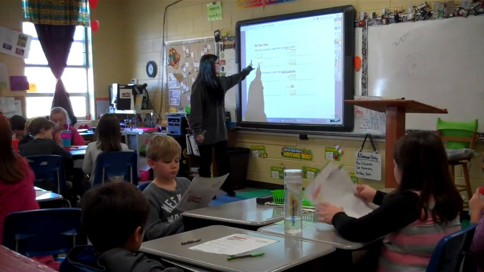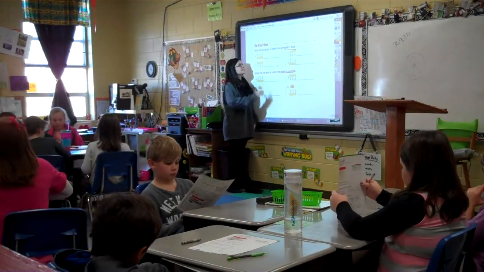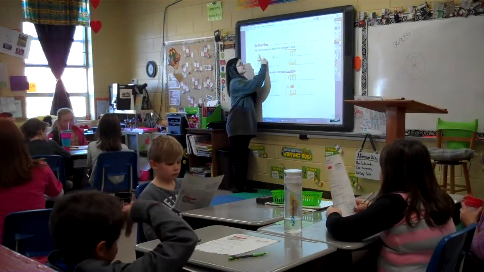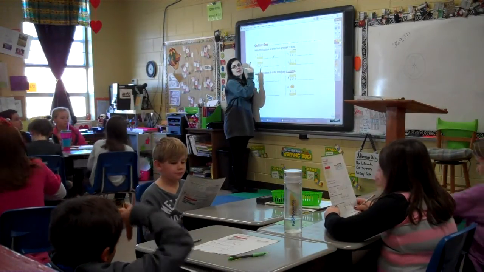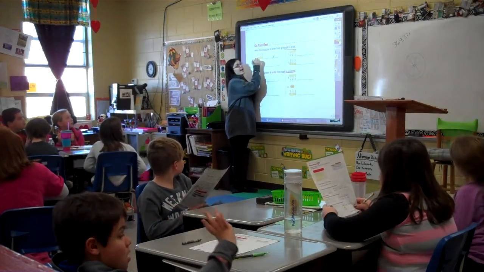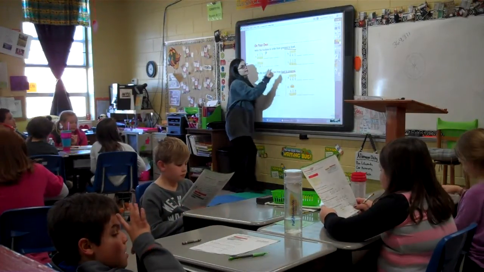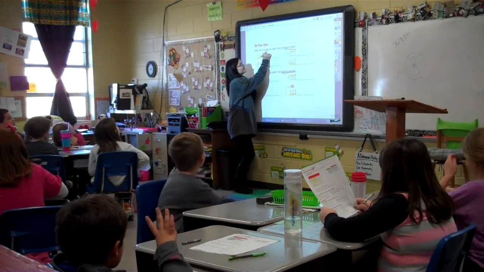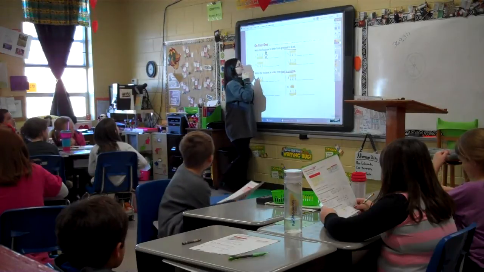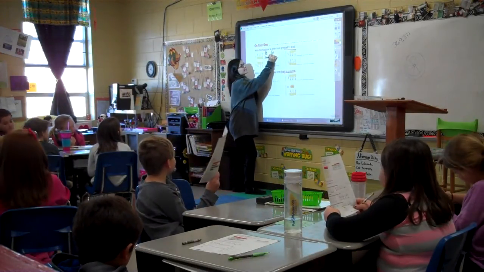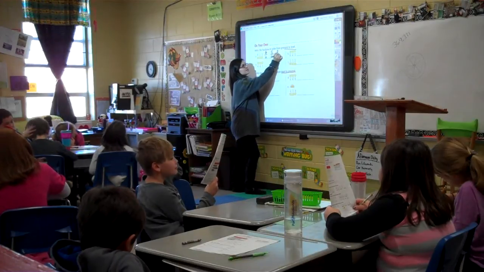Alright, looking at number 4, the denominators are the same, so we just have to look at our numerator. It says from greatest to least, so we're going from the biggest number to the smallest number. So what's the biggest number? 6. Alright, what comes next? 5. And what's last? 2.